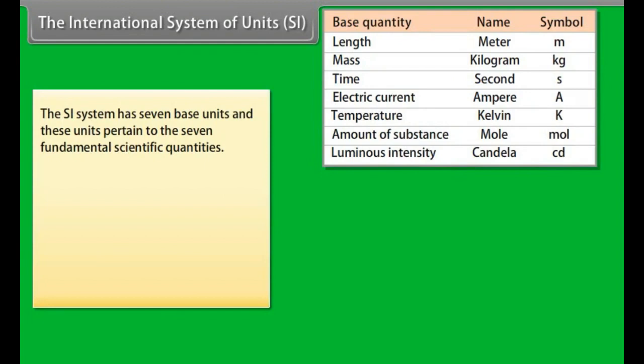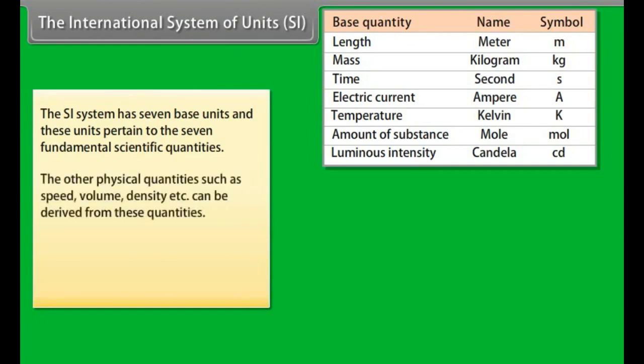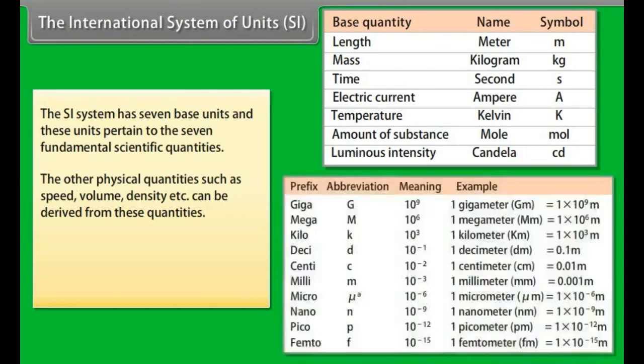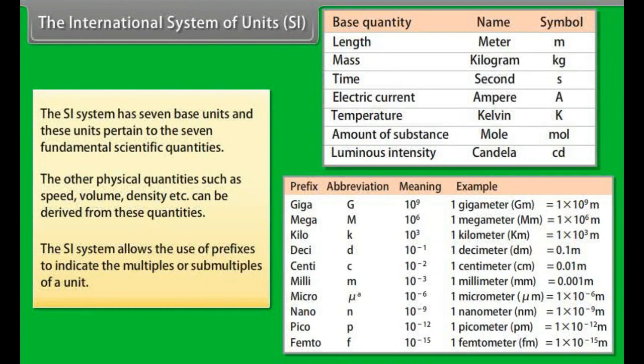The International System of Units, SI. The SI system has 7 base units, and these units pertain to the 7 fundamental scientific quantities. The other physical quantities such as speed, volume, density, etc. can be derived from these quantities. The definitions of the SI base units are given in the table. The SI system allows the use of prefixes to indicate the multiples or sub-multiples of a unit.